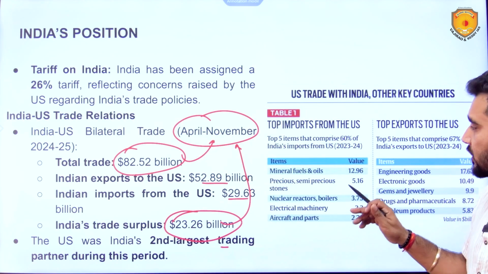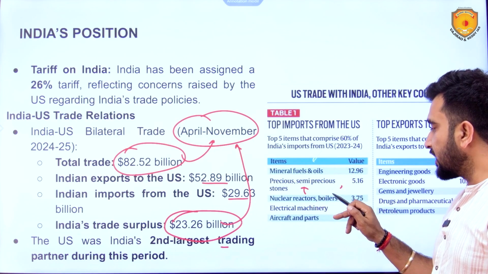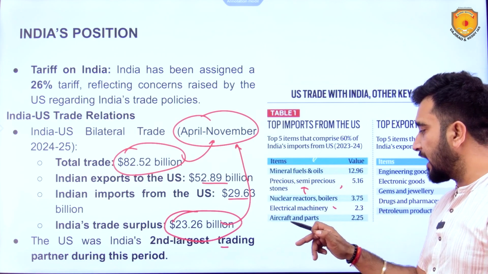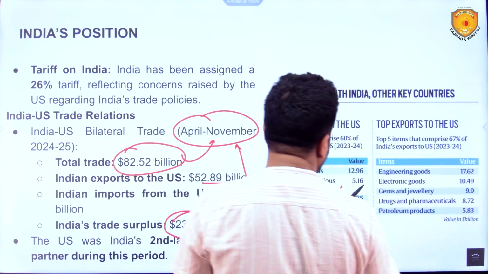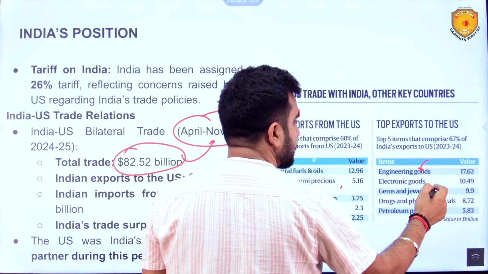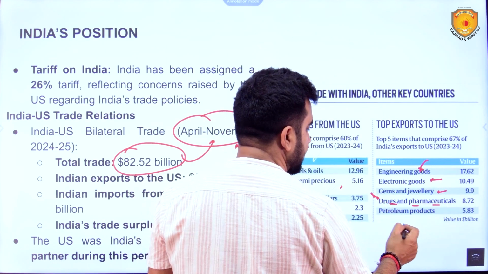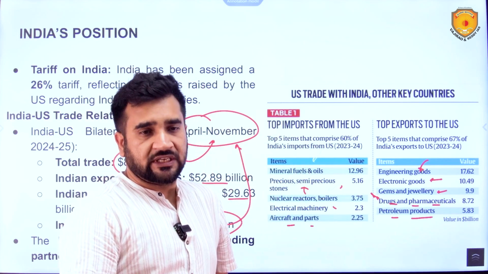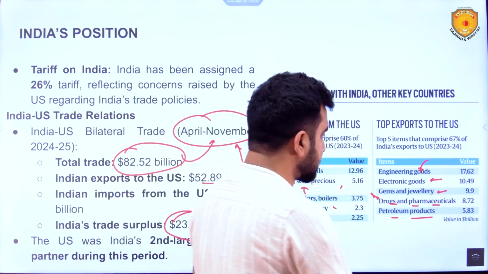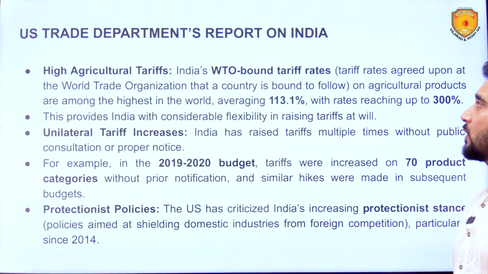Top imports from the US, what do we import? Mineral fuels and oils, precious, semi-precious stones, nuclear reactors, boilers, electrical machinery, aircraft and parts, aircraft like Boeing from America. Top export items: engineering goods we export, electronic goods we export, gems and jewelry we export, drugs and pharmaceuticals we export, and petroleum products, meaning refined petroleum, we export to the USA. So this is the item by item list. US Trade Department's report on India.